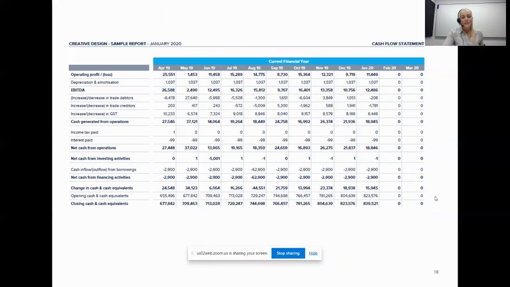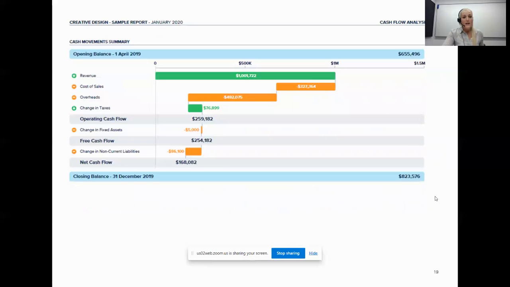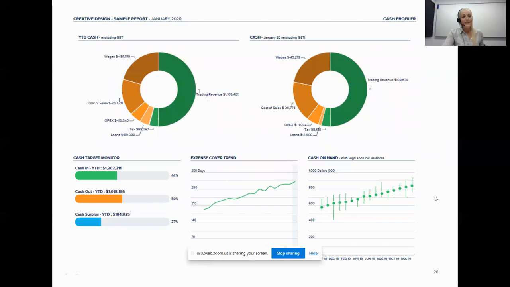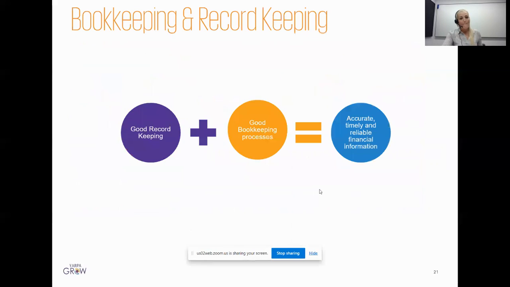We've got a cash flow statement, which shows all your incomings and outgoings, broken up between operating, investing, and financing activities. And that's the same report, but in a visual representation. Plenty of graphs that you can add if that's your preferred method for interpreting data, so you can see what your cash looks like, your expense cover trend, stuff like that. So that's basically it. Good record keeping plus bookkeeping processes means that you'll have accurate, timely, and reliable financial information. If you've got any questions, let me know.